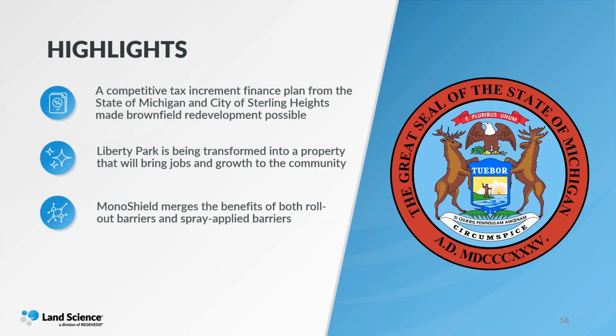not only from the city, but also, more importantly, from the state regulating community. Liberty Park is being transformed into a property that is going to bring a significant amount of jobs and growth to the community. And the MonoShield merges the benefits of both the rollout barrier and the spray applied. So like I said, a unique situation on this site.